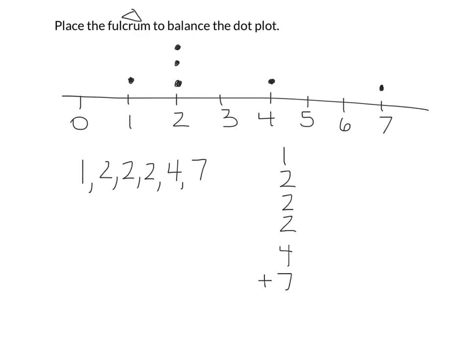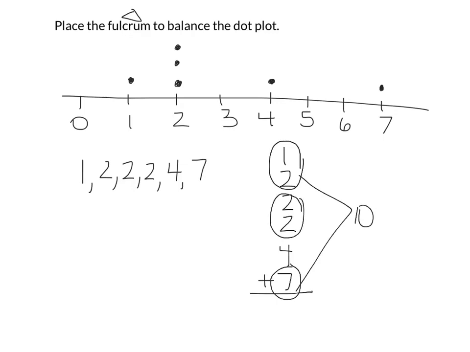And to help me add, let me see if I can find any easy groups to add. Well, I know 7 plus 3 is 10. I can make 3 here: 1 plus 2 is 3, plus 7, 10. 2 plus 2 is 4. Well, I'm left with a 4, so 4 plus 4, 8. So in the end, I'm left with 10 plus 8 is 18.